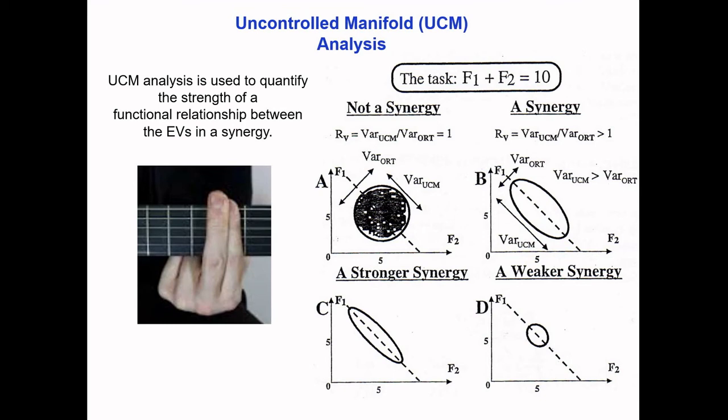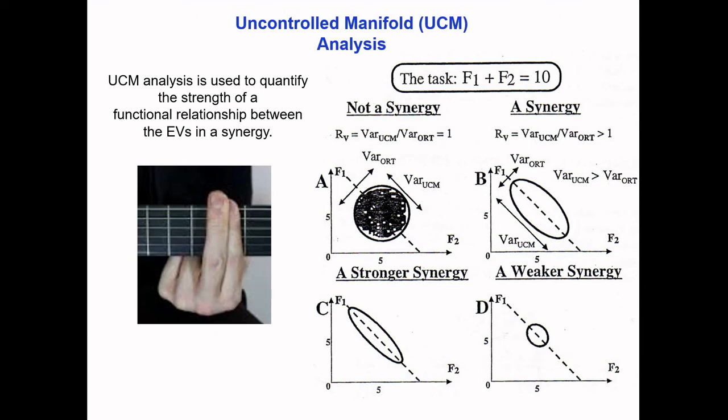In the top right, the ratio of var UCM and var ORT is 1. This means we don't have a synergy. In the top left, the ratio of var UCM and var ORT is greater than 1. This means that we do have a synergy. In the bottom left plot, the ratio of the var UCM and var ORT is much greater than 1. This means we have a very strong synergy. In the bottom right plot, the ratio of var UCM and var ORT is close to 1. This means that this is a weak synergy.